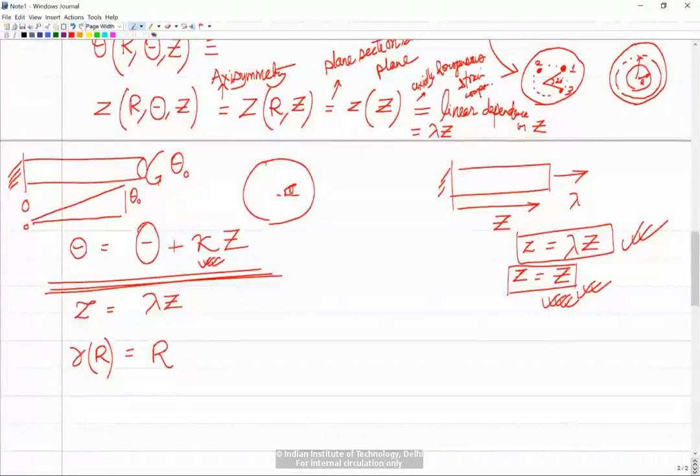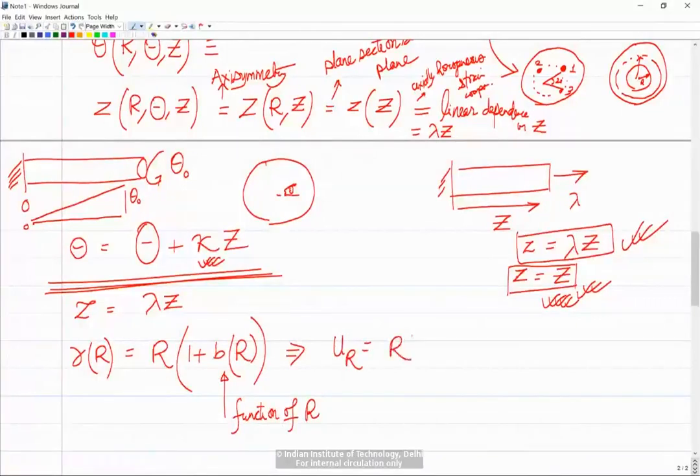And let us model it in the following way. Big R into 1 plus, let's say, small b into big R. So this is small b. So this is a function of big R. Okay, so this also implies your UR, the radial displacement UR, is equal to big R into small b of big R. Yes, please go ahead.